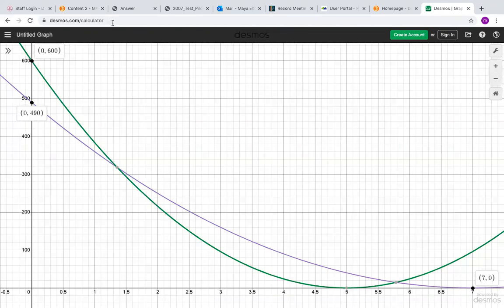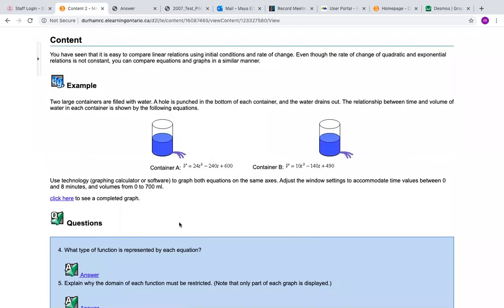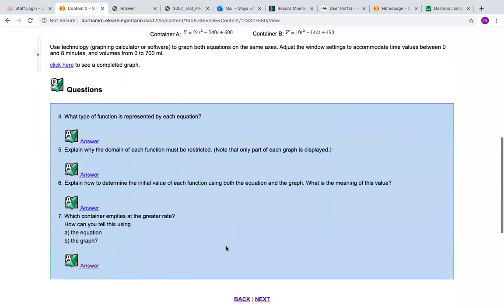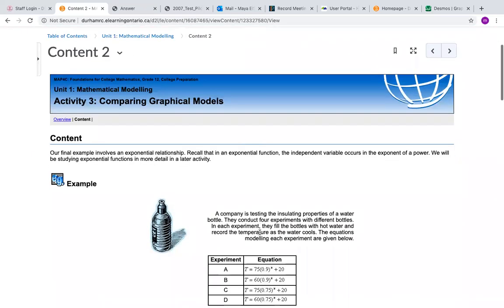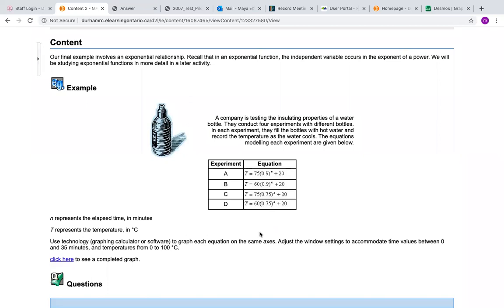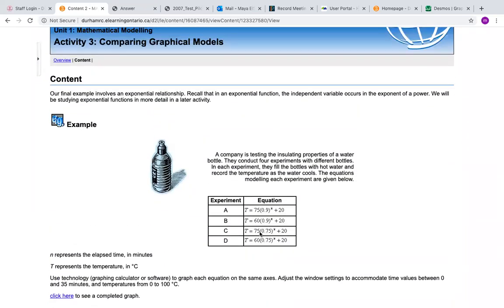All right. Now, this is quadratic. We also have one more type of function that we're going to look at, and that is the exponential functions. Okay. Now, be careful with exponential functions.